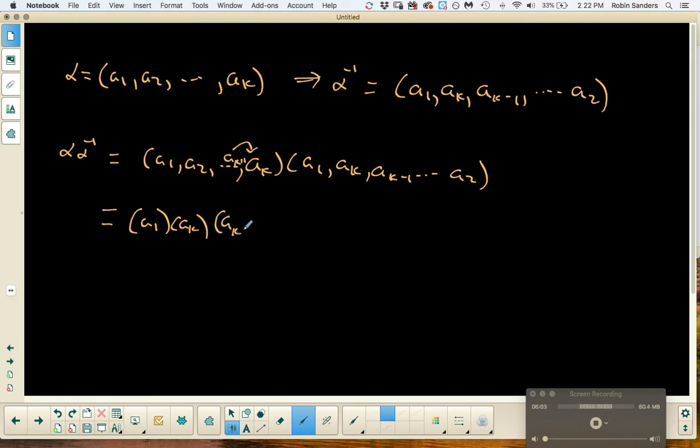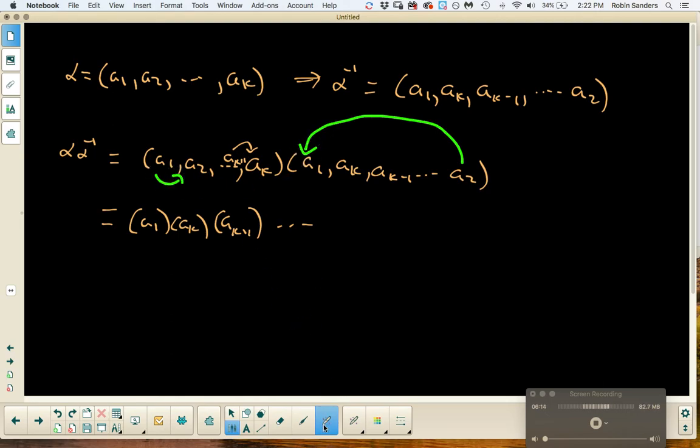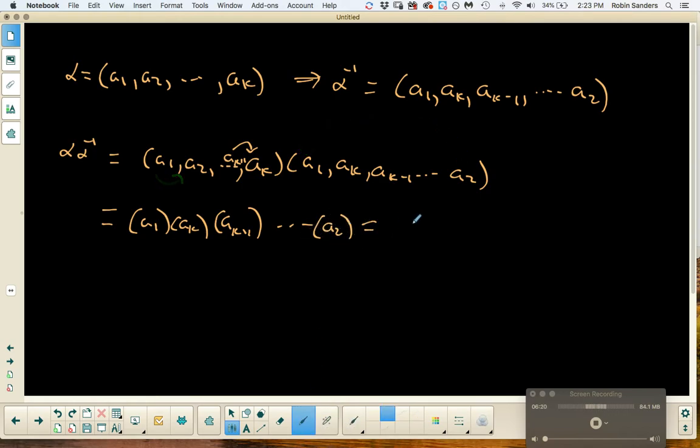And if we continue, we find out that AK minus 1 is a single cycle, and all the way down to when we get to A2, A2 goes to A1 in this one, and A1 goes to A2, so A2 goes to itself. And since this is just a product of one cycles, that's known to be the identity permutation. If we do the composition going the other way, you get the exact same result. You ought to stop the video and you ought to compose this for yourself as well.